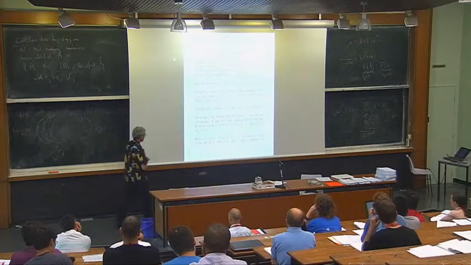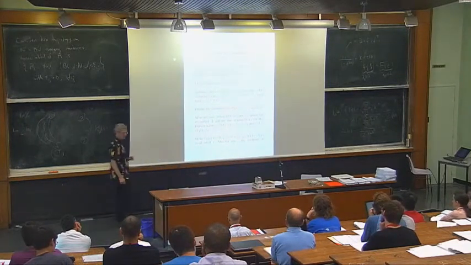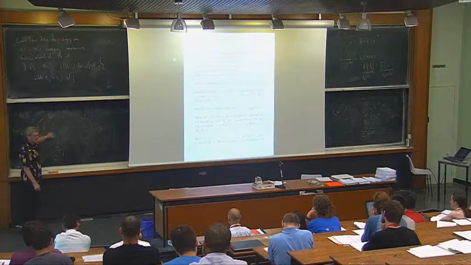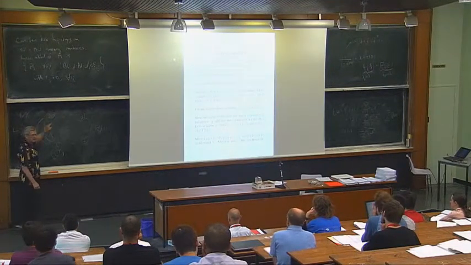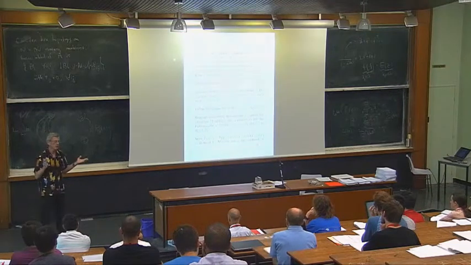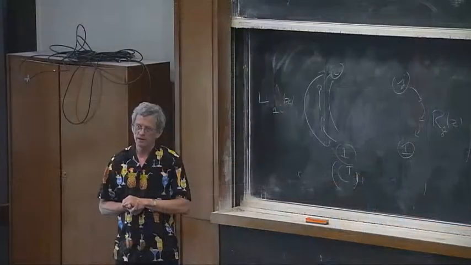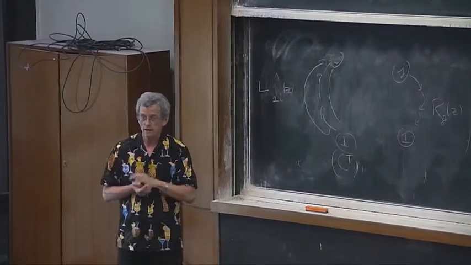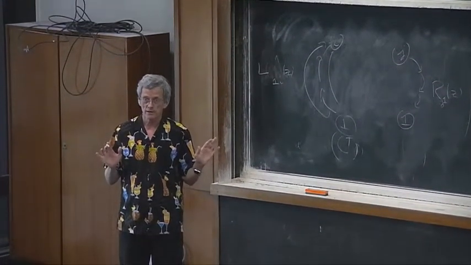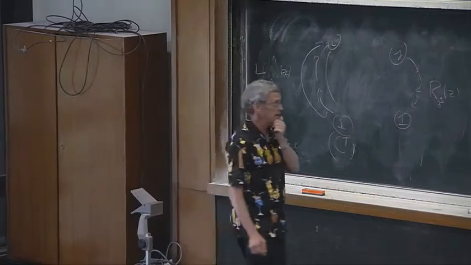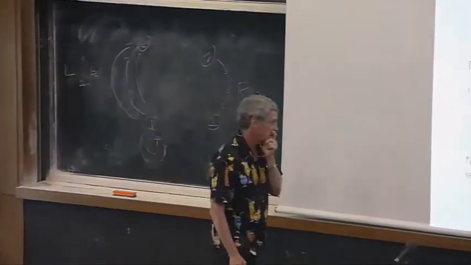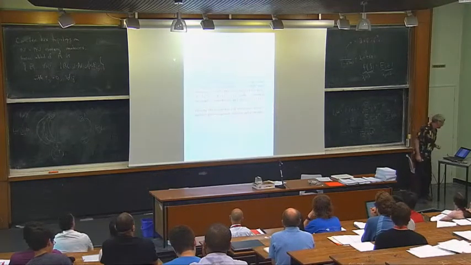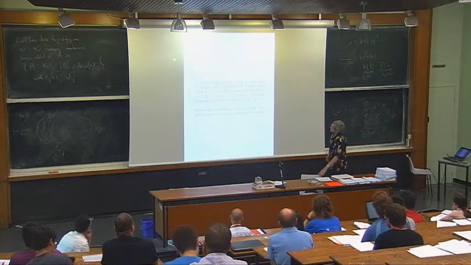Now, what's L11? Well, now we'd be looking at paths from 1 to 1, and we don't hit 1 in between. So L11 of z is just our function f of z. R11 of z is just our function f of z. So we evaluate those at 1 over lambda, we're going to get 1 if we're in the recurrent case, which we are. Okay, so that's fine. That looks pretty good. Now what about these other series, L1j and Rj1?